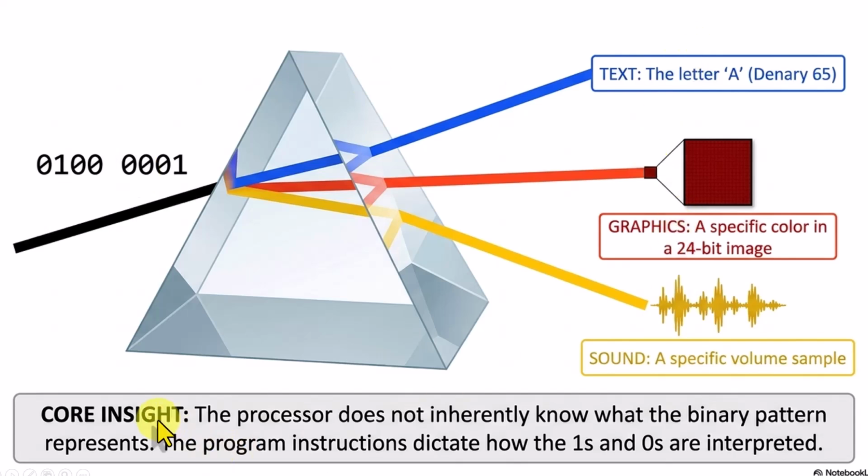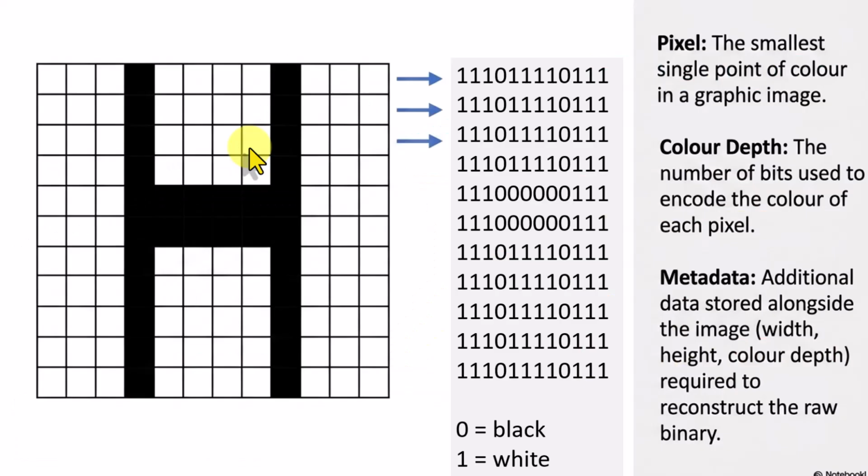Okay, so the core insight is the processor does not inherently know what the binary pattern represents. Is it a number? Is it text? Is it a color? Is it a sound wave? The program instructions dictate how the ones and zeros are interpreted. So if you are using any photo viewer or photo editing, that's mostly colors. If you are working with audio, then that will be changed to a sound pitch. Something like that.